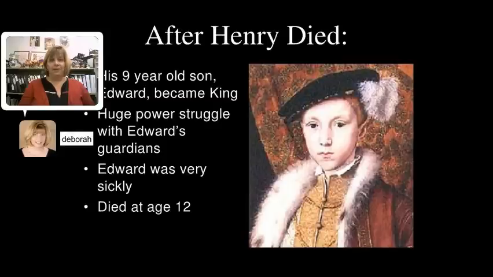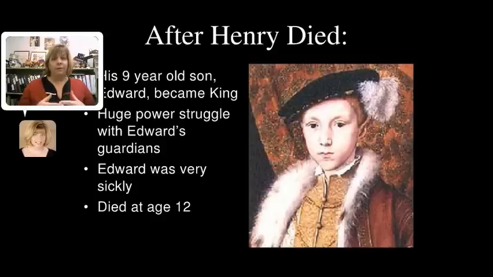So what happens after Henry dies? Well, he does have a son, and the father is going to pass on the crown to the son, and this is Edward. So Edward becomes the new king, yay, King Edward, except he's only 9 years old, and the laws say you don't really need a nine-year-old running things. So whoever is the guardian of little Edward is really going to be making all the decisions about what's happening.